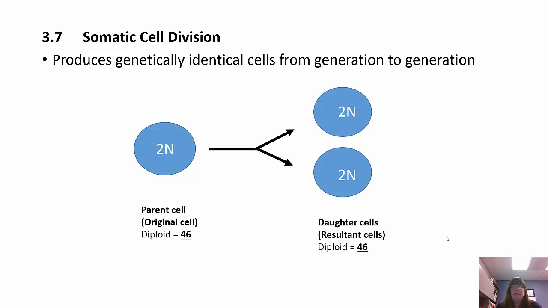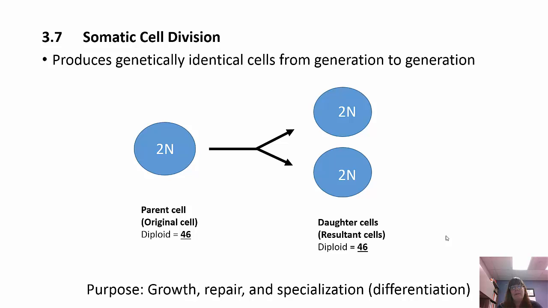Now we're going to talk about cell division, which again is review from biology. Somatic cell division is called mitosis, and it produces genetically identical cells from generation to generation. So your parent cell, your original cell, is diploid, 2N, 46 chromosomes. Your daughter cells will be diploid, 2N, with 46 chromosomes, and they are identical to the parents. So the purpose is growth, repair, and specialization, or differentiation.